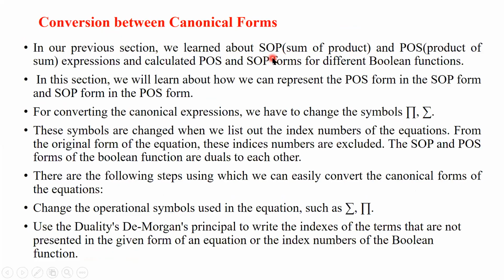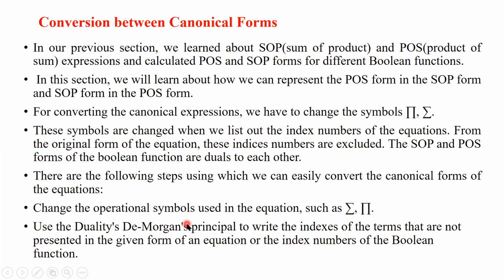So we have learned about the sum of product and product of sum. Using this, we saw how to convert an expression to shorthand notation, and from the shorthand notation, how do I get the expression? Individually we have seen. Now suppose something is expressed as product of sum, and I want to express it in a sum of product. Your product of sum was expressed as pi, and your sum of product was expressed as the summation symbol. So we have to change this symbol also. And then we will be using the De Morgan's principle, the duality principle, to change it.